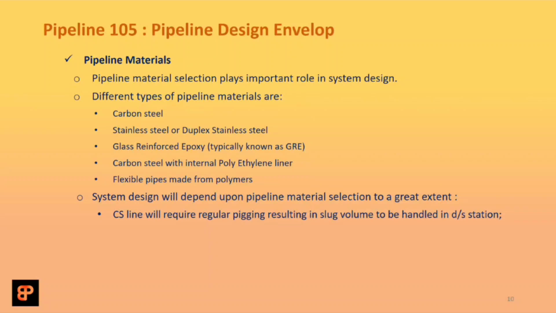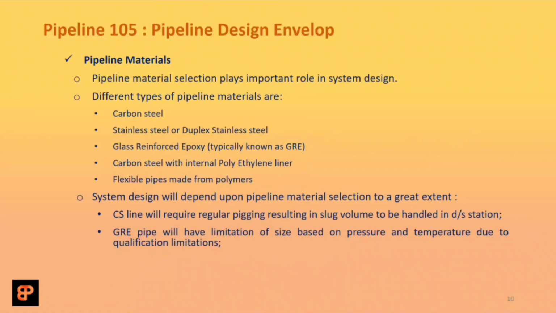So for material selection, when you are selecting a carbon steel large diameter pipeline, you have to also design the facility. You might need a large capacity slug catcher or separator in the downstream facility. So it's not just a pipeline. Its material selection has so much impact on the overall system parameters, upstream and downstream facilities.